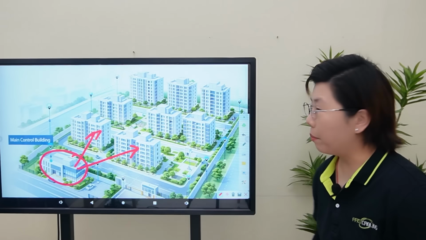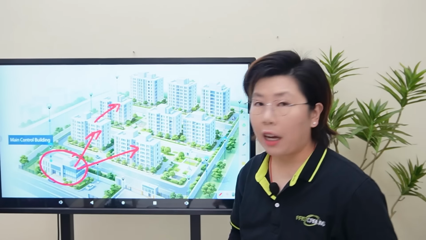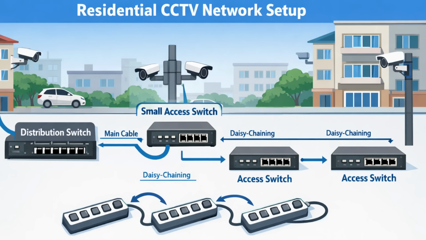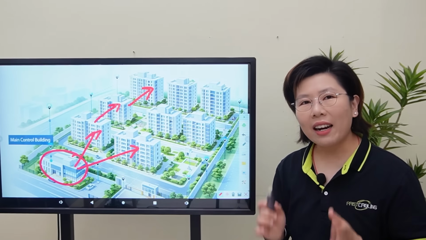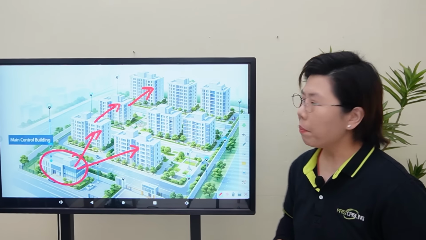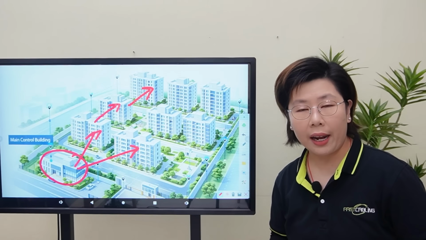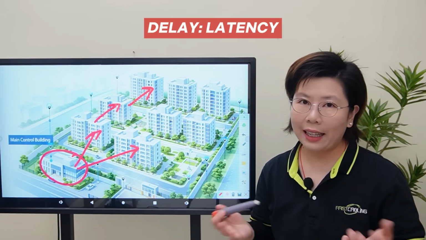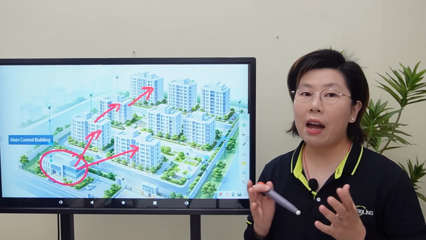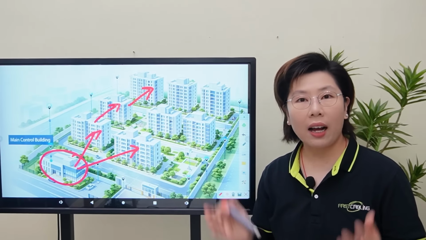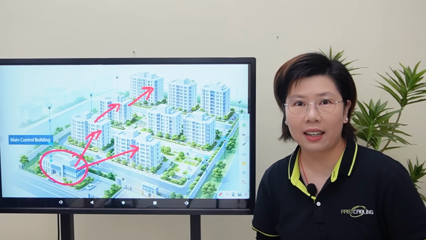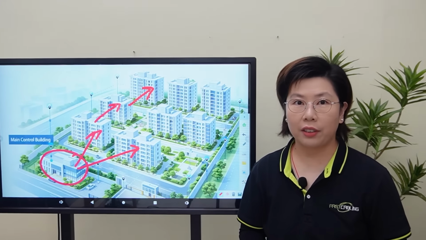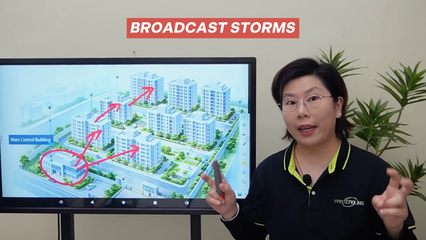They would run one cable to a small switch, then daisy chain that switch to another switch further down the line. This is like plugging one power strip into another, and that is the recipe for disaster, because each switch in that chain adds a tiny bit of delay, latency. More importantly, every device on the network is constantly shouting, "Who has this data?" And in a daisy chain, those shouts get amplified, creating broadcast storms.